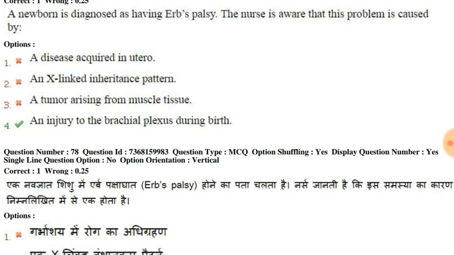Now next question is, a newborn is diagnosed as having Erb's palsy. The nurse is aware that this problem is caused by, so there are four options and the correct one is fourth one, that is an injury to the brachial plexus during the birth.